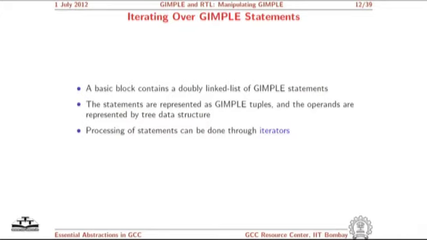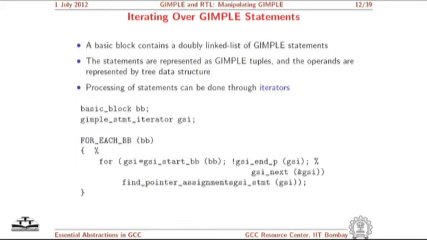Okay. So a basic block is a doubly linked list of Gimple statements, you can go to the previous statement, you can go to the next statement. These statements are represented as Gimple tuples, and you can process the statement through iterators. So there are well defined APIs that let you iterate over Gimple statements. Okay, so you have this iterator.